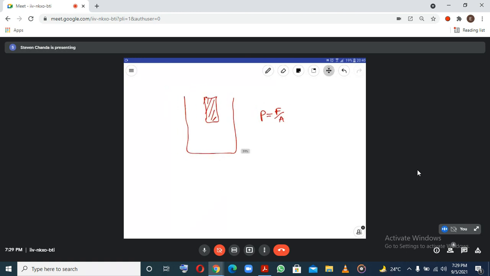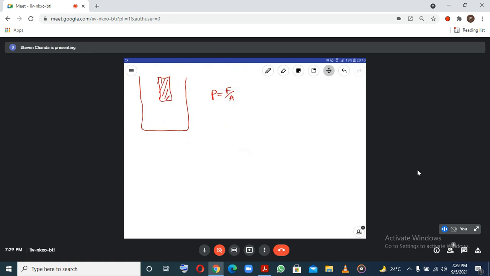The key thing is that we're going to calculate the weight of the water column. So how do you calculate the weight of the water column? We know that weight is mass times gravity. Now remember, we know something about density, so they've given us density. Density is equal to mass over volume, isn't it?